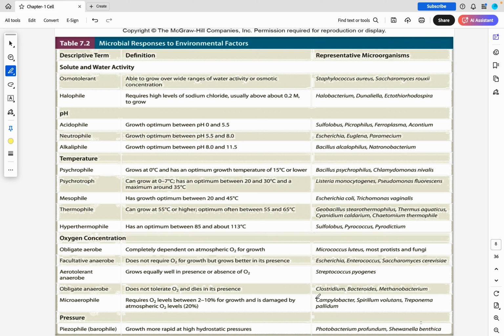We have obligate anaerobic organisms. So we have Clostridium, Bacteroides, and Methanobacterium. And microaerophiles, we have organisms that require oxygen at very low percentages and are usually damaged by atmospheric concentrations of oxygen, such as Campylobacter, Spirillum, and Treponema. Then we have those that grow rapidly at high hydrostatic pressures, such as Shewanella and Photobacterium. So those are categorized as piezophiles. Okay.